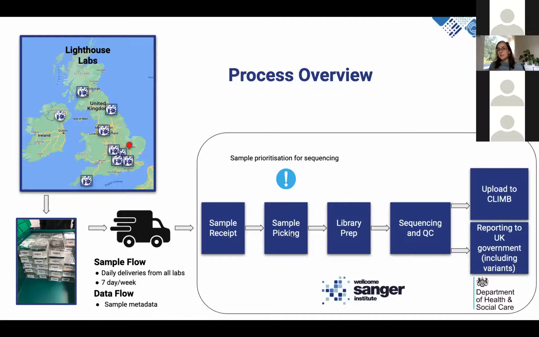Then we do the processes in the lab that I'm not going to go into detail on here, but I'm happy to answer any questions later. And then we have two routes. One is to upload the data to CLIMB, a data repository where all the sequencing data goes and is available for the UK government and for researchers. In parallel, we report to the UK government, particularly on variants. On a daily basis, for all of the sequences that we have done, we tell the UK government what type of variants we have found in the data.